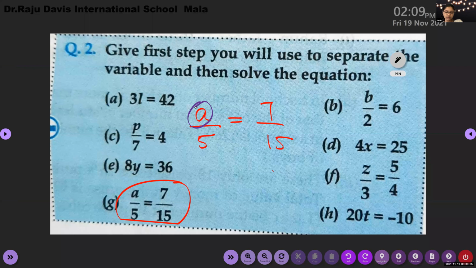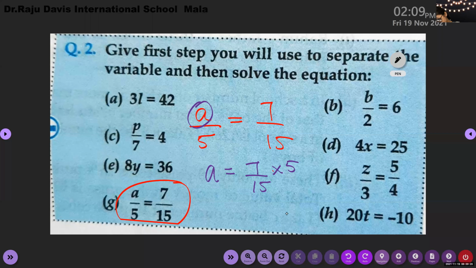Ma'am, can I try? Yes, yes. Ma'am, A is equal to 7 by 15 into 5. Because this is the denominator here, when you take it to this side, it becomes the numerator. So what will you get? A is equal to 35 by 15.